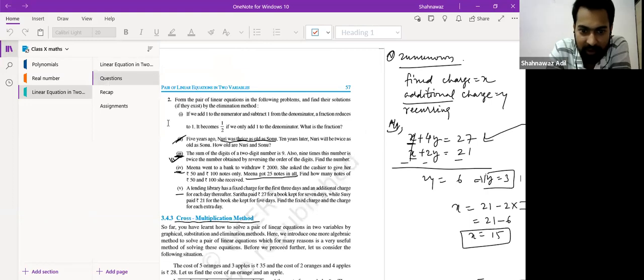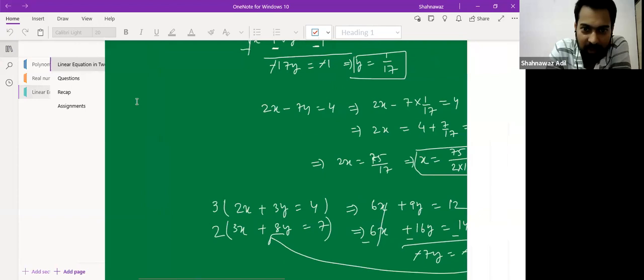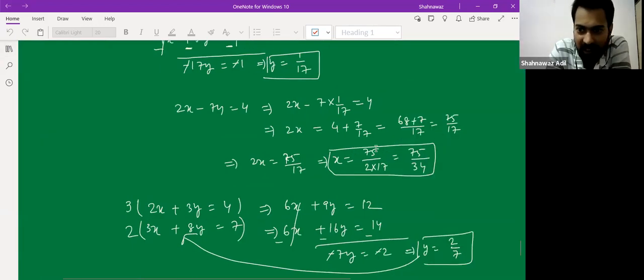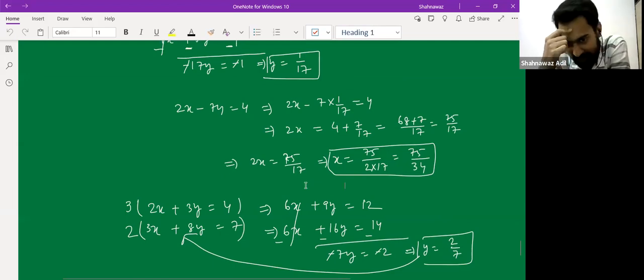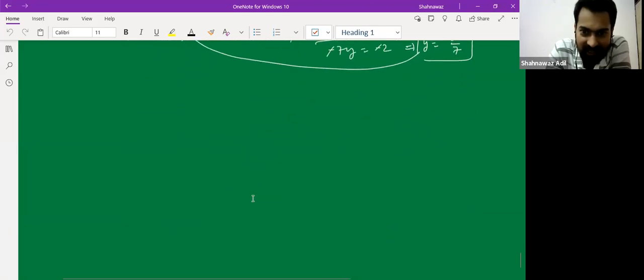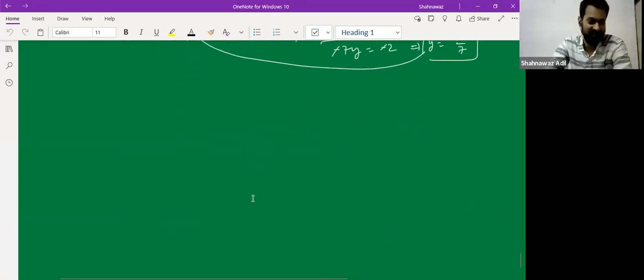So let us start with the concept of the cross multiplication method. We learned about the substitution method and the elimination method, and you found that the elimination method is easier and simpler as compared to the substitution method. Now we are going to learn about the cross multiplication method.